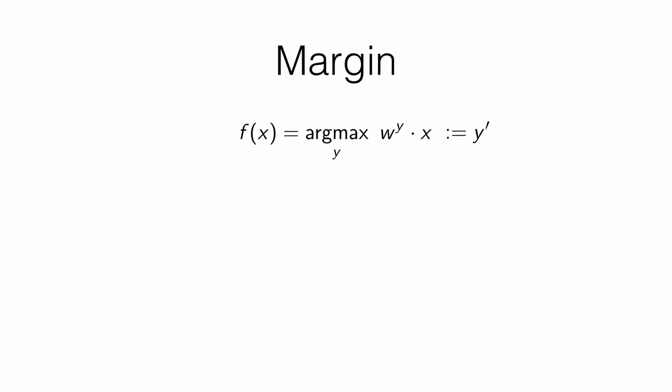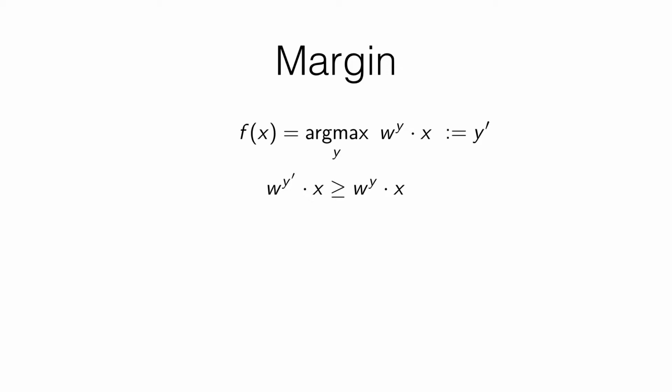Now that we've defined y prime this way, one thing we can say, because we know that y prime is the argmax, the highest scoring class, is that the score for y prime is at least as great as the score for the true label.